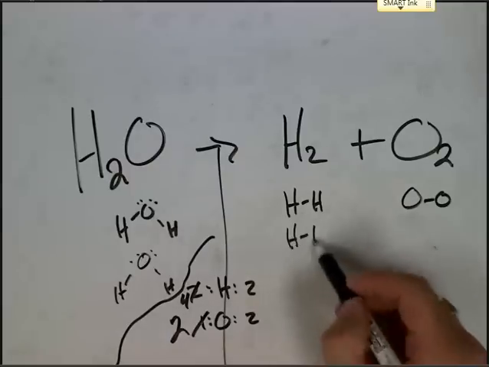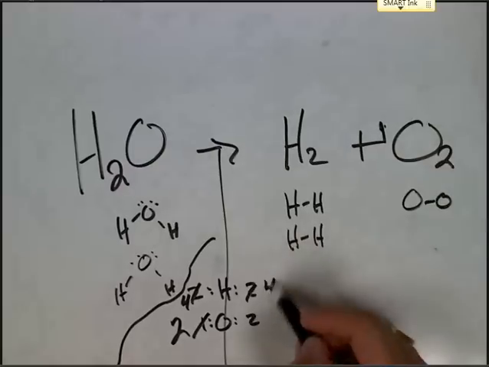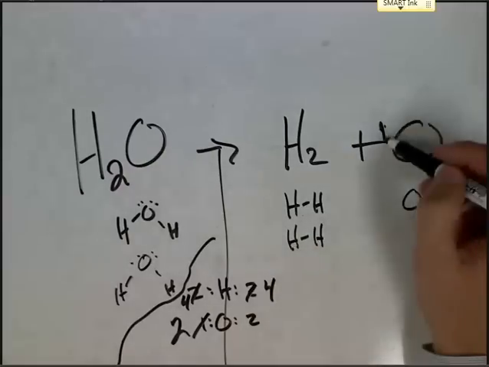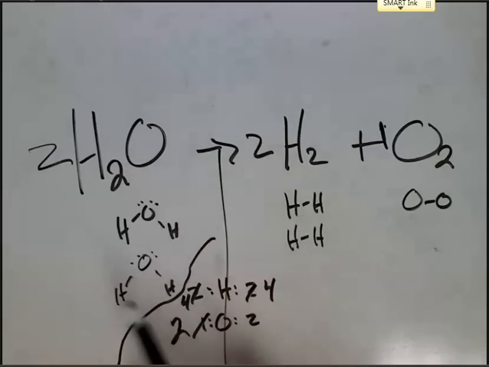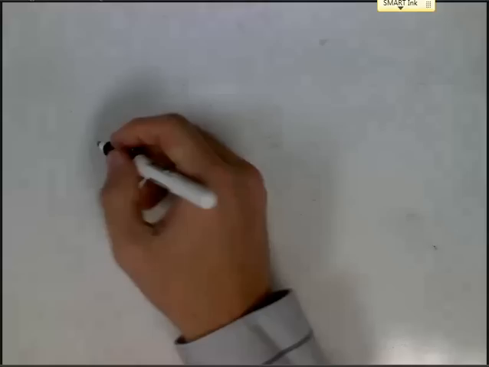So we need another set. Now I've got 1, we check, 4 hydrogens, good, 4 and 4, 2 and 2, we're all set. I've got 1 O2, I've got 2 H2, and I've got 2 H2O. So that's 5 down so far. Let's look at our next one.